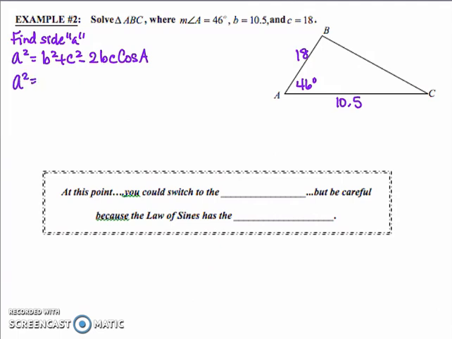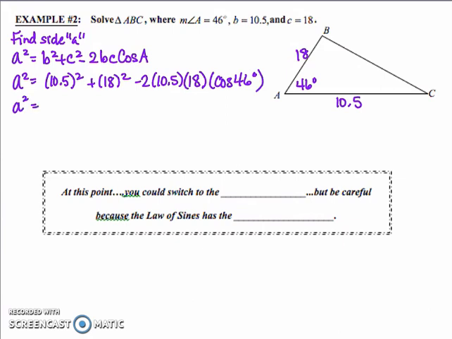So A squared is going to be equal to 10.5 squared plus 18 squared minus 2 times 10.5 times 18 times the cosine of 46 degrees. You grab your calculator, be very careful how you type this in. This is something that you do need to practice to make sure that you have your order of operations typed in correctly. You should get that A squared is 171.7, and then of course you square root that, and you get that A is approximately 13.1.